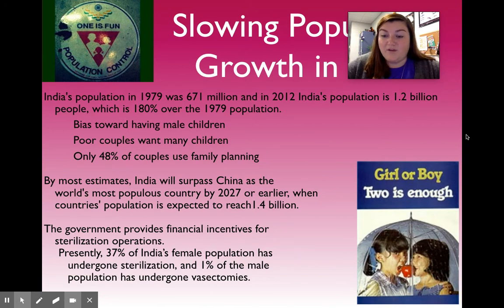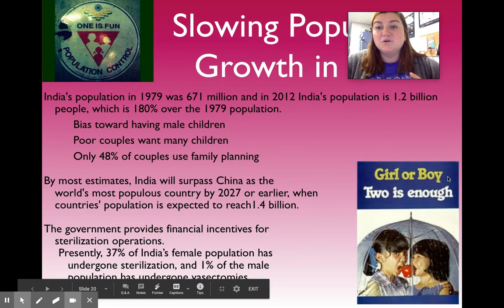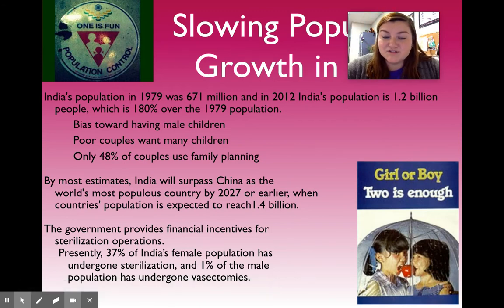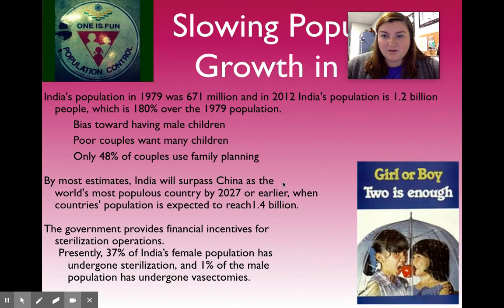So when people had a daughter or multiple daughters, they would keep having kids until they had a son because there was a bias towards male children. Poor couples wanted many, many children. And only 48% of couples used family planning. And remember, family planning, which we talked about previously, is just the regulation or spacing out of offspring through birth control.